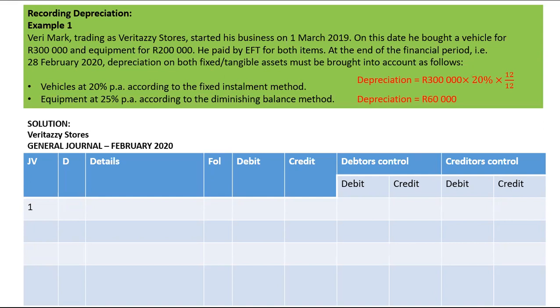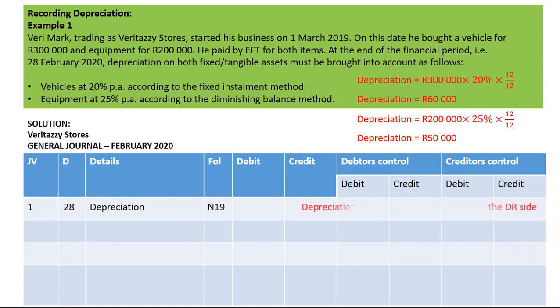And when I depreciate equipment, I'll simply take that 200,000 times 25% and times 12 over 12, and that will give me 50,000. When I record this in the general journal on the 28th of February, I will debit depreciation. The reason why I'm debiting depreciation, which is a nominal account, is because depreciation is an expense and increases on the debit side. Then you credit, because depreciation increases accumulated depreciation.